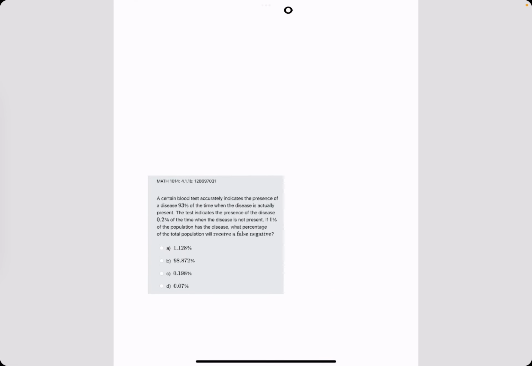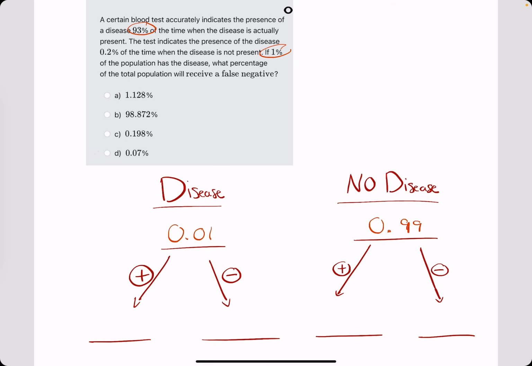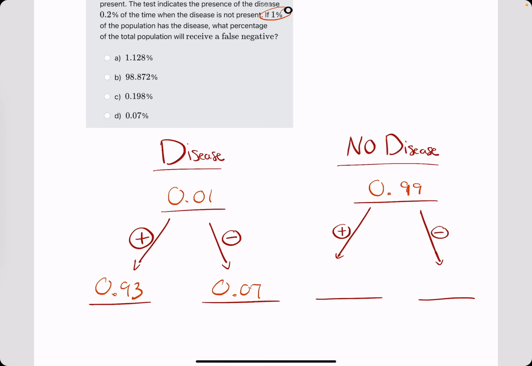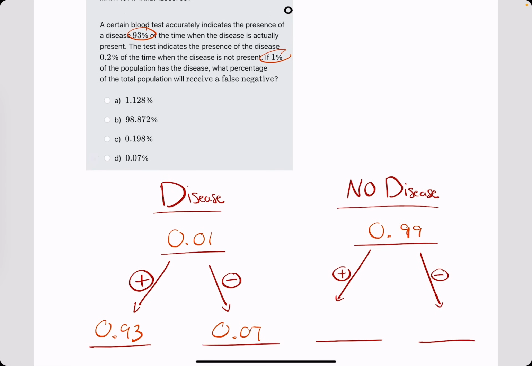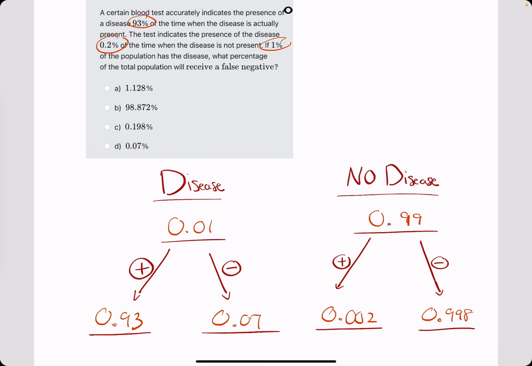Let's do 2 more. You know the deal, 1% has the disease, so that's 0.01 again, which means this is 0.99, the remaining percentage of people. 93% of the time it's going to test truly positive, which means 7% or 0.07 of people that have the disease will test negatively. And then it indicates the presence 0.2% of the time, so 0.002 will test positively even if they don't have the disease, which means that 99.8% will test truly negative.